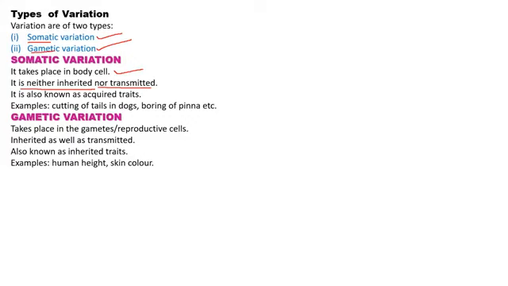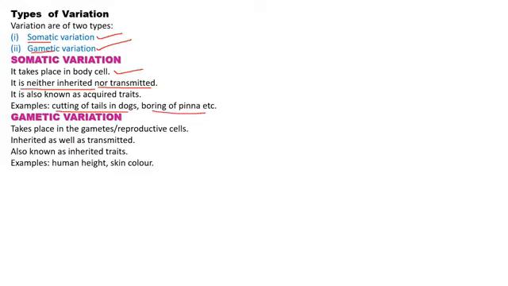Suppose a person was born with curly hair, and she doesn't want curly hair, she wants straight hair, so she can go to the parlor and get her hair straightened, right? And all these types of changes, you can see the examples given over here: cutting of tails in dogs, that is a somatic variation. Then boring of the pinna is a somatic variation.